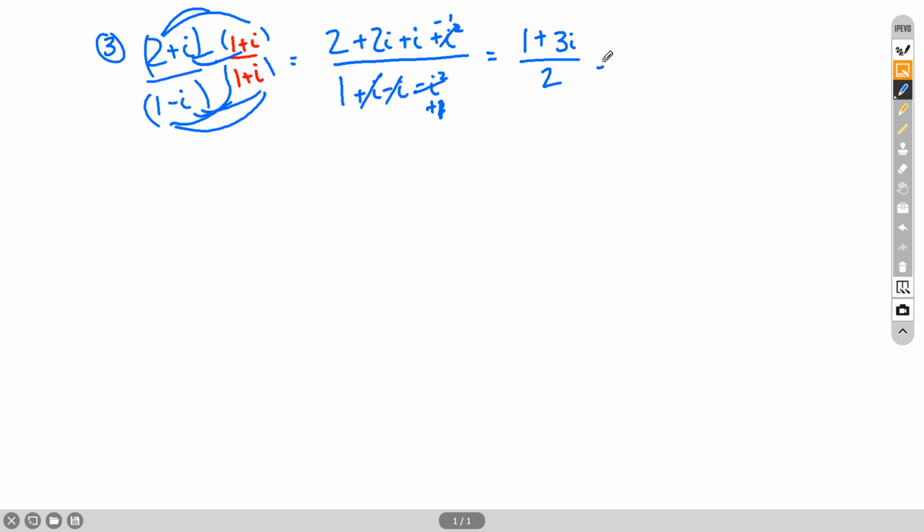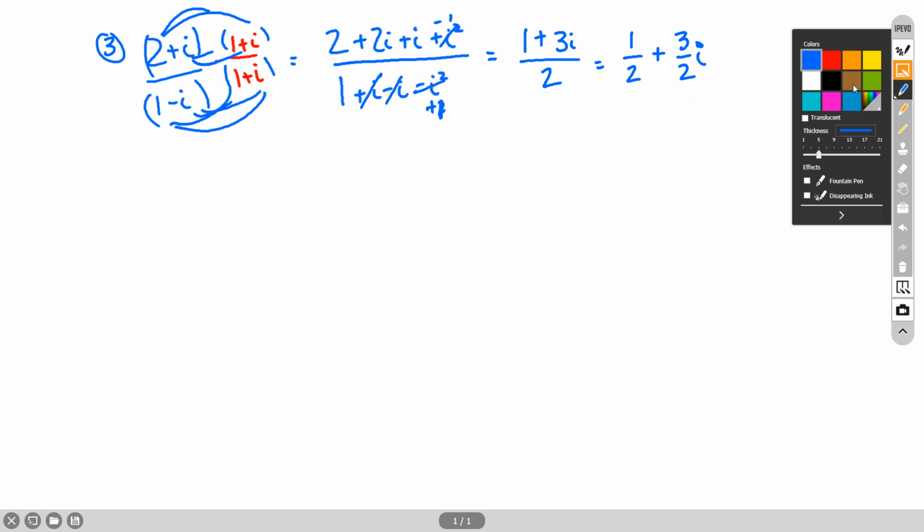Now let's split it into its real and imaginary parts. So 1 over 2, and then 3 over 2 is the imaginary part. Just need to split the denominator to each of these, 1 over 2, 3 over 2. All right, so 2 plus i over 1 minus i simplifies to 1/2 plus 3/2 i. That would be our complex number when we divide these two complex numbers. So this is our quotient.